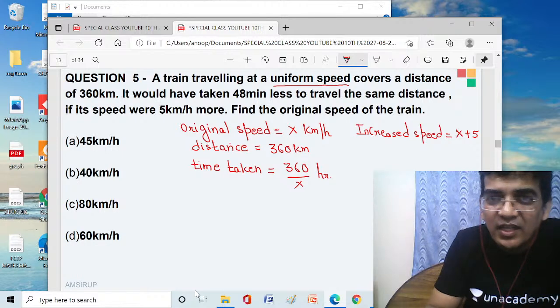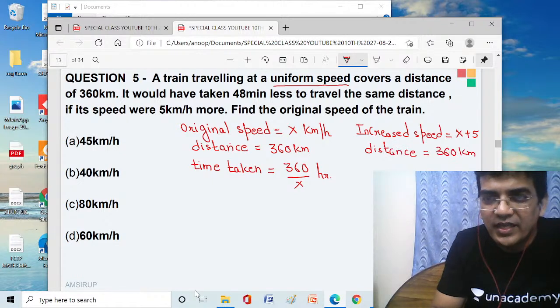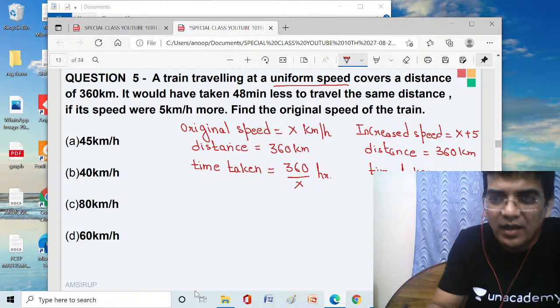Question says it is traveling the same distance. So the distance traveled is the same. No change in distance. Distance traveled is the same, 360. No change in it. So again, you have got the speed, you have got the distance, so you can calculate the time taken. So let's calculate the time taken. Now the train is taking a time of 360 upon x plus 5 hours.